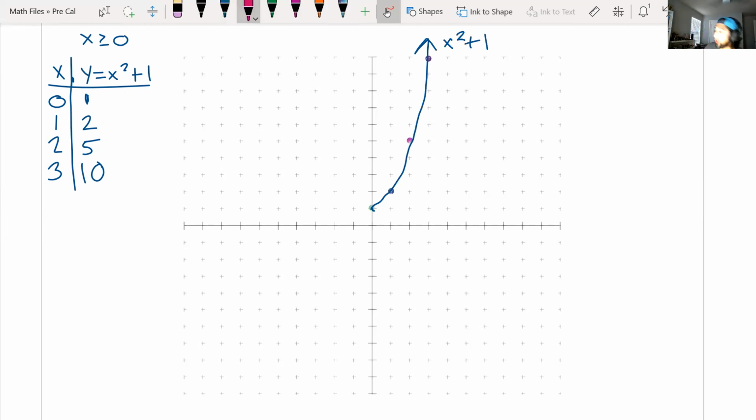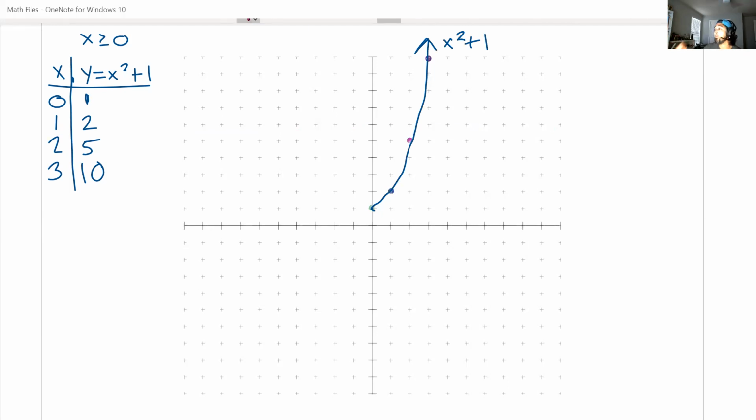Now, if I draw a horizontal line through it, I only intersected how many times? One time. Which means, is it a one-to-one function? Absolutely. Which means if it's one-to-one, we can find its inverse.